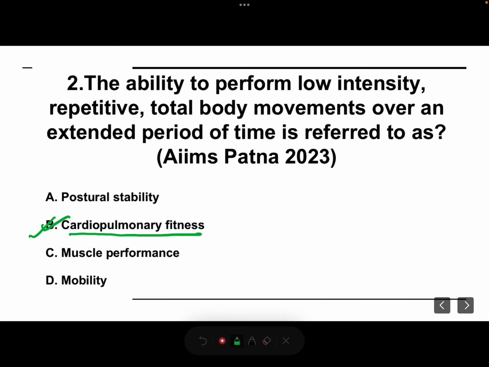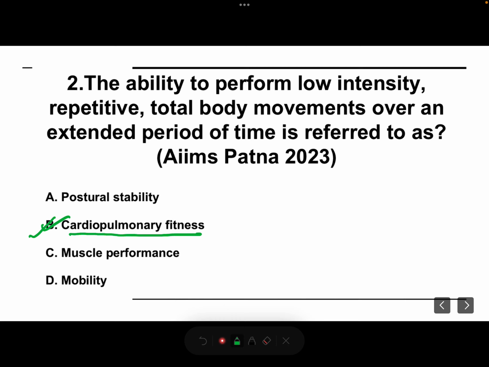In postural stability, balance and core control against gravity happen, not repetitive total body movement. In option C, strength, power, or endurance of isolated muscles occur, not whole body sustained. And in mobility, it is basic locomotion or joint range of motion, not low intensity, repetitive, extended.